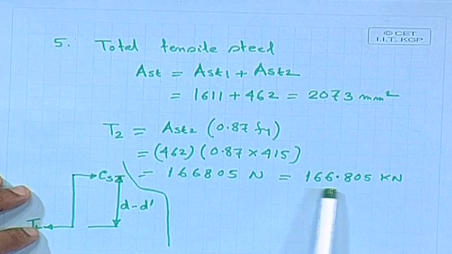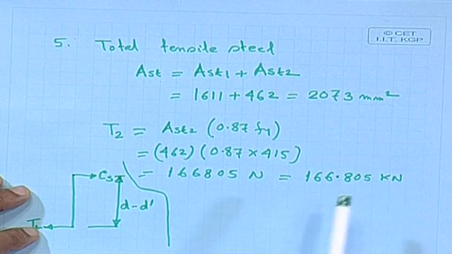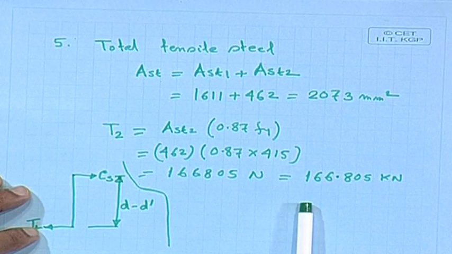Already we have done the balanced part, that means concrete failure and tensile Ast1, that already is balanced and in equilibrium. Now we are providing the tensile reinforcement which is Ast2. So, the corresponding force T2 is 166.805 kilonewton in this problem.